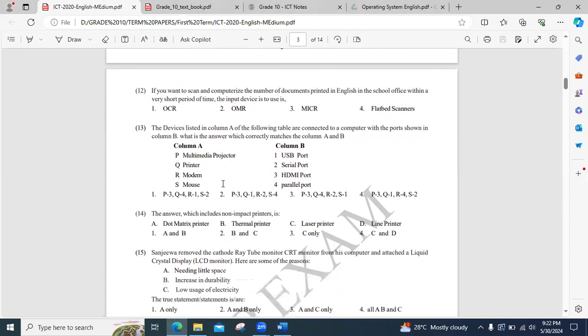13th question. The devices listed in column A of the following table are connected to the computer with ports shown in column B. What is the answer which correctly matches column A and B? Definitely, multimedia projector you have to connect to the HDMI port. So P should be 3. Printer, you have to connect to the parallel port. So Q should be 4. R, modem, should be serial port, so 2. Then mouse, you can connect to the USB port. So the 13th question answer is 3.